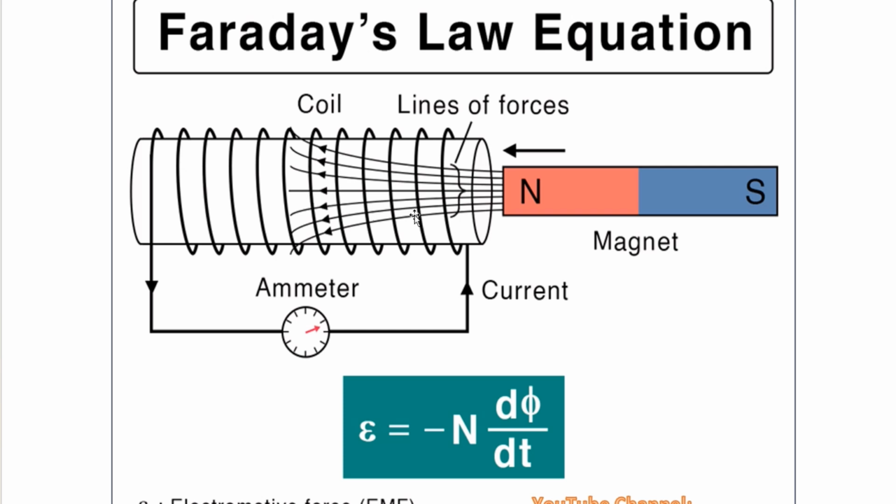Like, you know, on this side you have north. This time your current is causing an electromagnet which has the south side on the right side and the north side on the left side. The direction of the electromagnet this time has reversed.